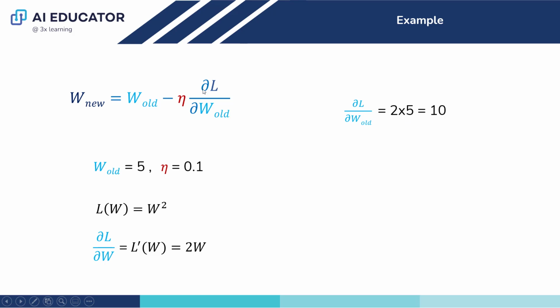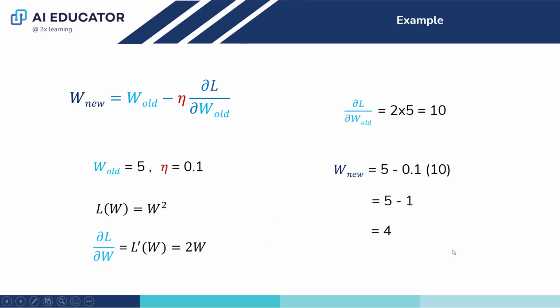Okay. Now we got all the values. Let us put it in this equation. So my W_new is equal to 5 minus 0.1, my learning rate, times ∂L/∂W_old, which is 10, which will result in 5 minus 1, which is 4. If I have a weight of 5 and learning rate of 0.1 and my ∂L/∂W becomes 10, then my new weight will be 4. Okay, this is how the weights will get updated.